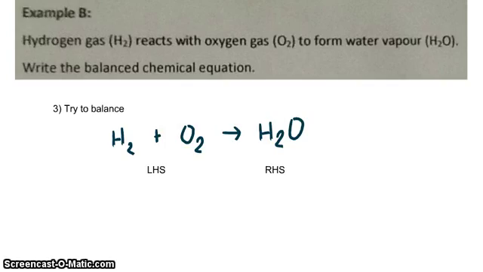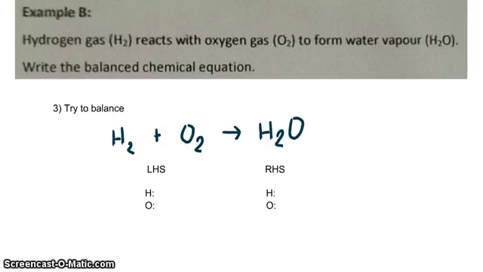Next, we need to write down what the elements on the left are. So on the left hand side, we can see that there's an element hydrogen and an element oxygen. On the right hand side, we can also see the element hydrogen, and also the element oxygen. So we write that down.